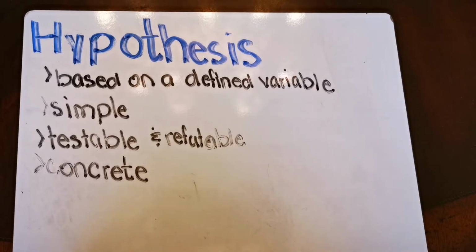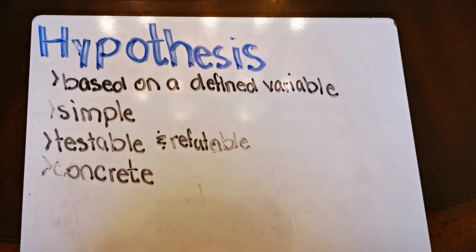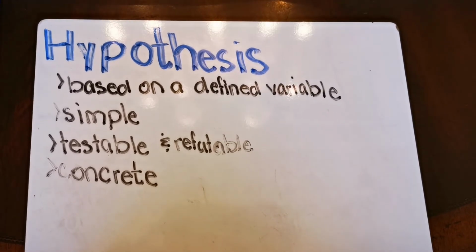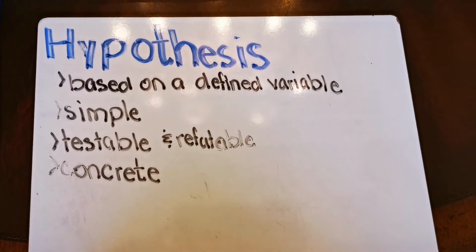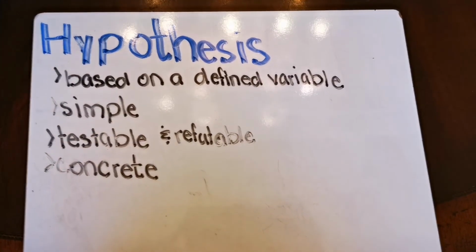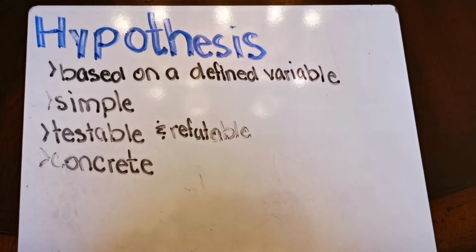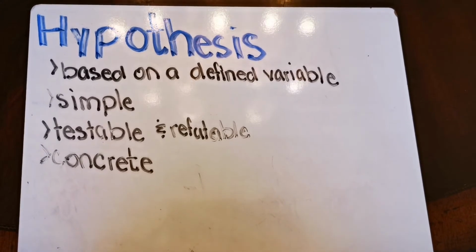Great, so now we know the basics of every experiment. Let's go into the details of making and creating an experiment. So now that we know about groups and variables, let's discuss what a hypothesis is. Before even creating an experiment, you need to have a hypothesis, which is just an if-then statement. It's based on a defined variable, meaning that it can be tested.